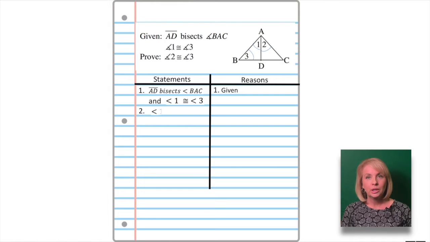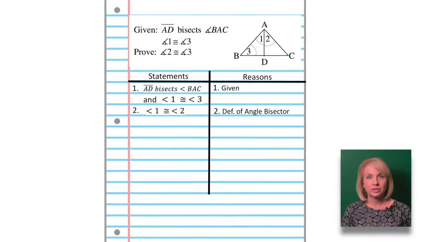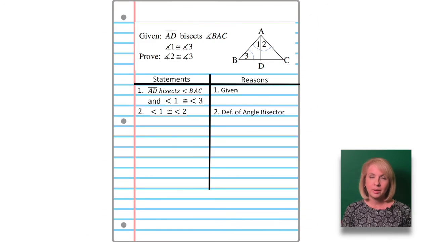In step 2, we will make a conclusion from the given information that segment AD bisects angle BAC. We state that angle 1 is congruent to angle 2. Our reason is the definition of angle bisector.